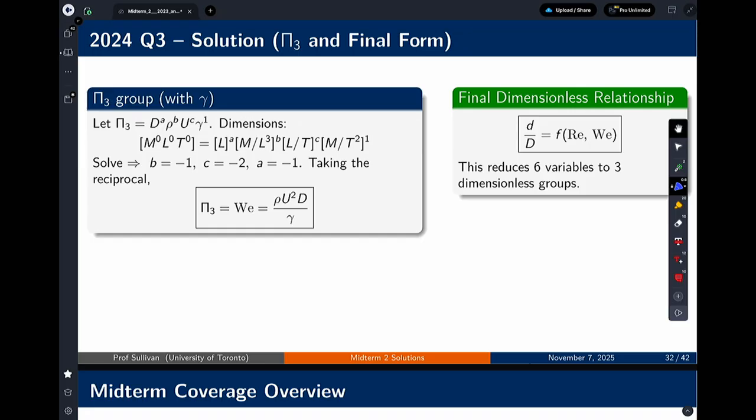Go ahead. Question. So I know in the examples you solve, you usually take density and velocity as the repeated variables. But what happens if you take surface tension? Well, first of all, on this exam, you were told to do that. Yeah. Okay. If you do, then try it. Try and see what happens. You'll have a bit of a problem because you won't end up with the d over D term. Right? So you'll end up with a length scale that depends on surface tension. It's not going to make much sense.